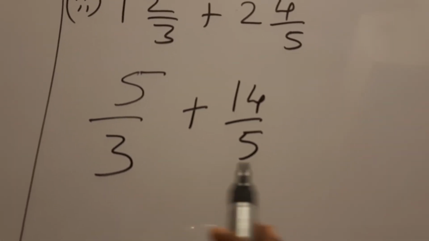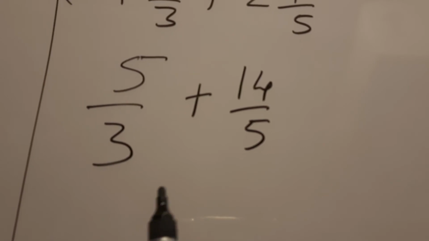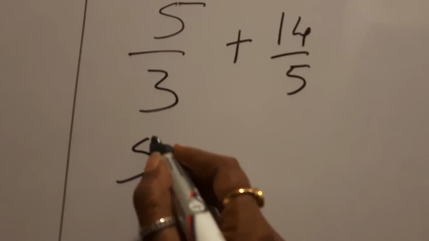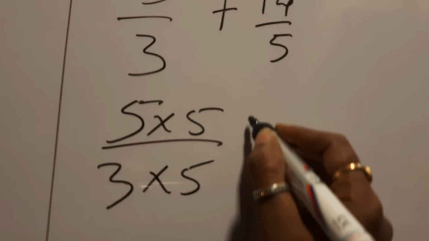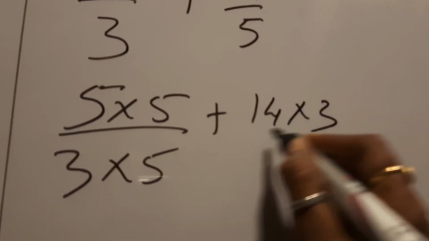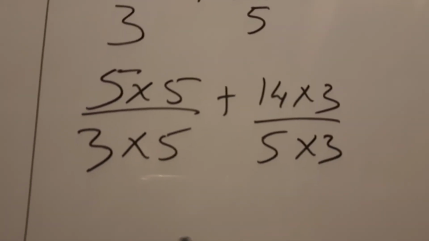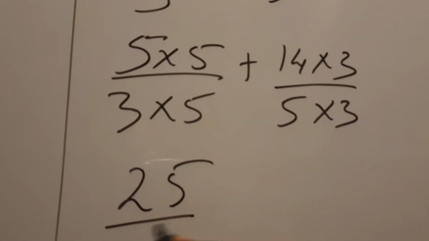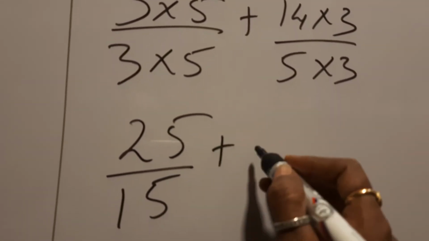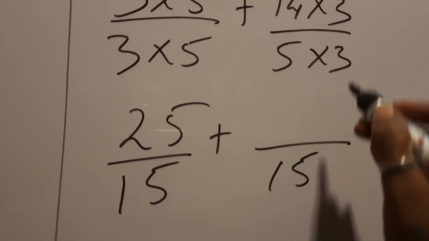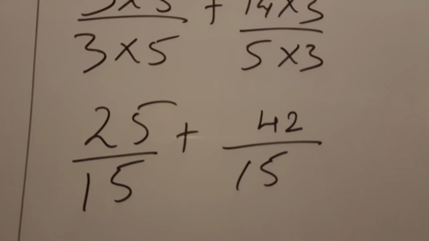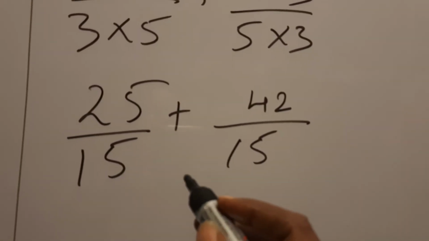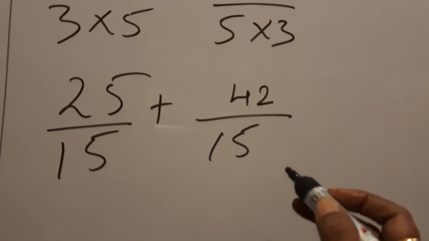Now after this we will try to equalize the denominator. 3 and 5. So we will cross multiply, children. So here we go. 5 into 5 upon 3 into 5 plus 14 into 3 upon 5 into 3. 5 5s are 25 upon 15 plus 14, 3 4s are 12, 2, 1 carry, 3 1s are 3, 4. 42. 25 upon 15 plus 42 upon 15.